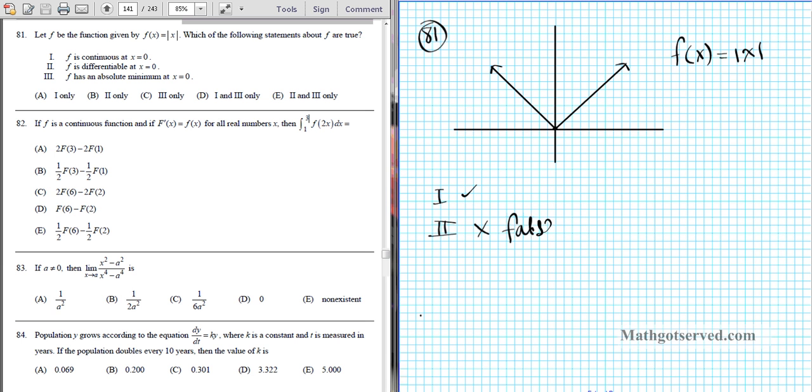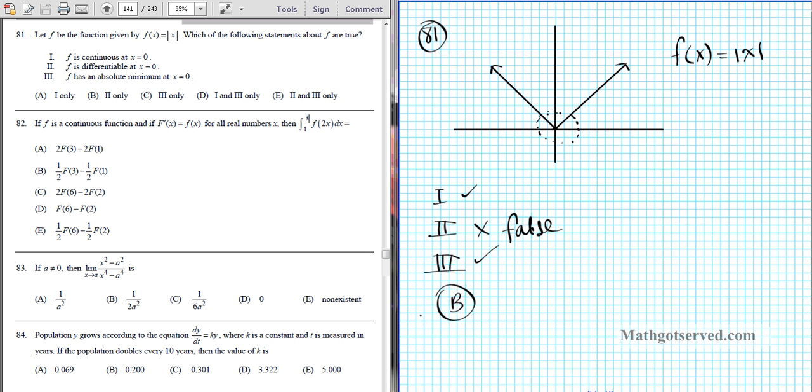Okay? And then option 3, you have an absolute minimum at x equals 0. So if I draw a neighborhood around this function at x equals 0, is x equals 0 the lowest point relative to every point? Well, it says absolute. So if you look at this function, it goes up forever in both directions. So this is the absolute minimum of the entire function. All right, so that is true also. Since the only false statement is 2, our answer is going to be option B. Okay, 2 is the only one that's false.